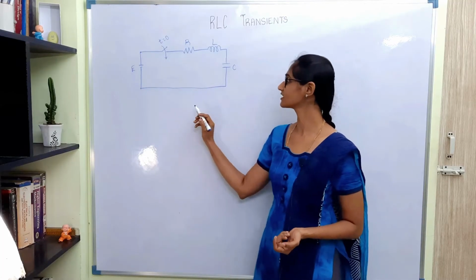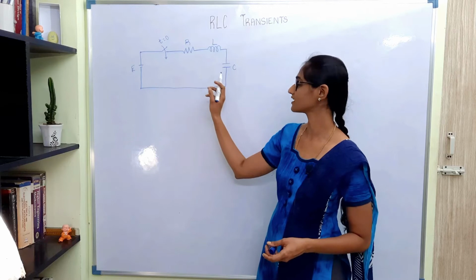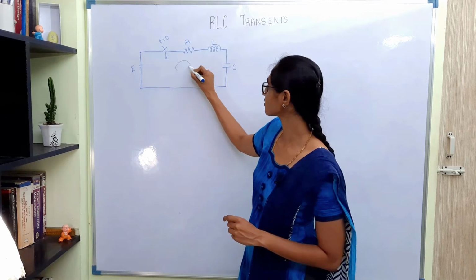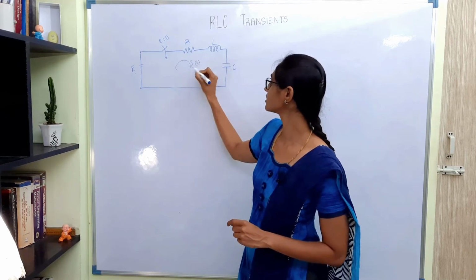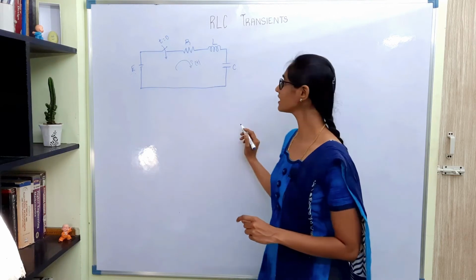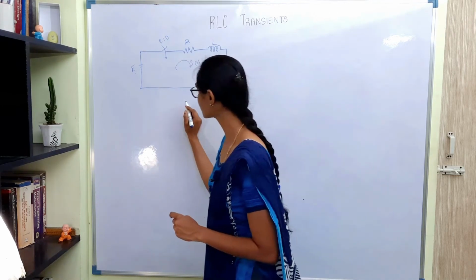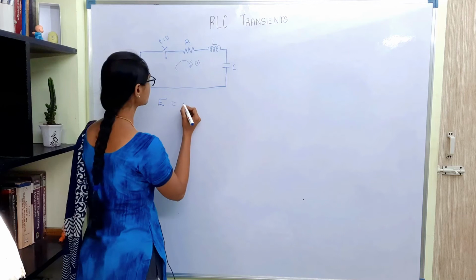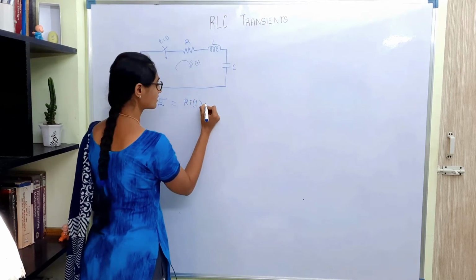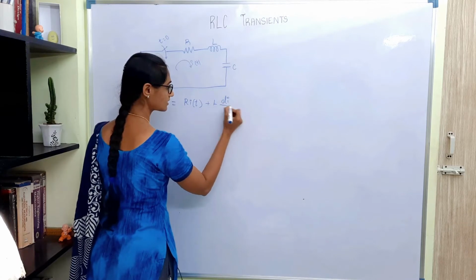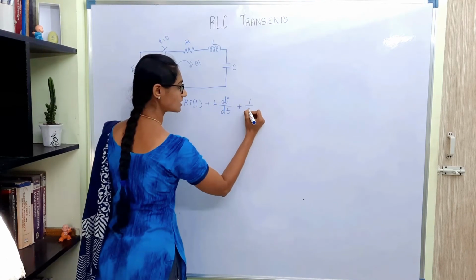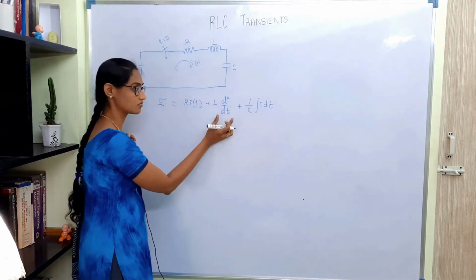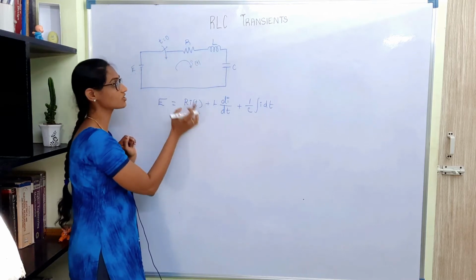In a series RLC circuit, you will have a resistor, an inductor as well as a capacitor. Since all three elements are in series, they share the same current i of t, which flows through each one of them in a serial manner. Applying Kirchhoff's voltage law, we can say that E is equal to R into i of t plus L di by dt plus 1 by C into the integral of i dt. This is the voltage across the capacitor, this is the voltage across the inductor, and this is the voltage across the resistor.